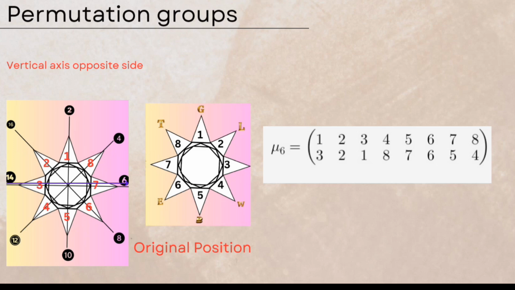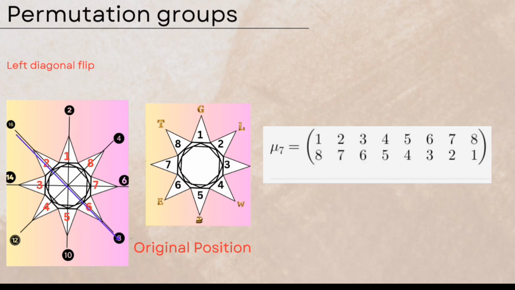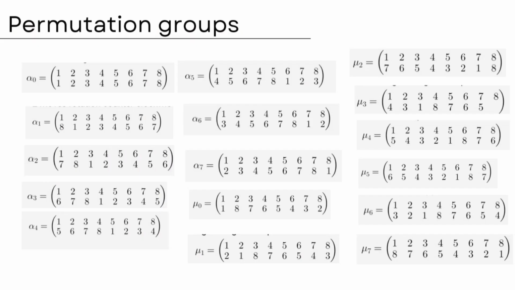And then for our last line of symmetry, we have the last diagonal flip, mu sub 7: 1 to 8, 2 to 7, 3 to 6, 4 to 5, 5 to 4, 6 to 3, 7 to 2, and 8 to 1. Now this is the list of all the permutations in the group, from alpha sub 0 to mu sub 7.